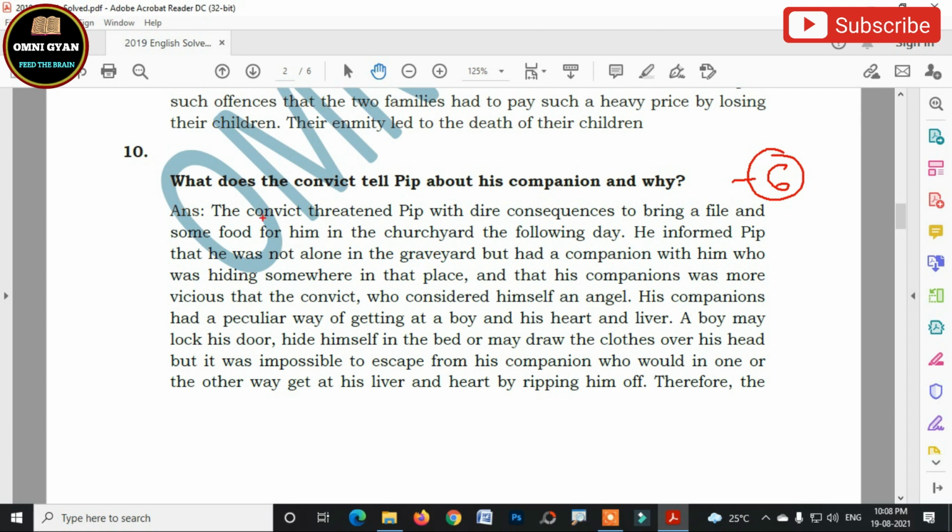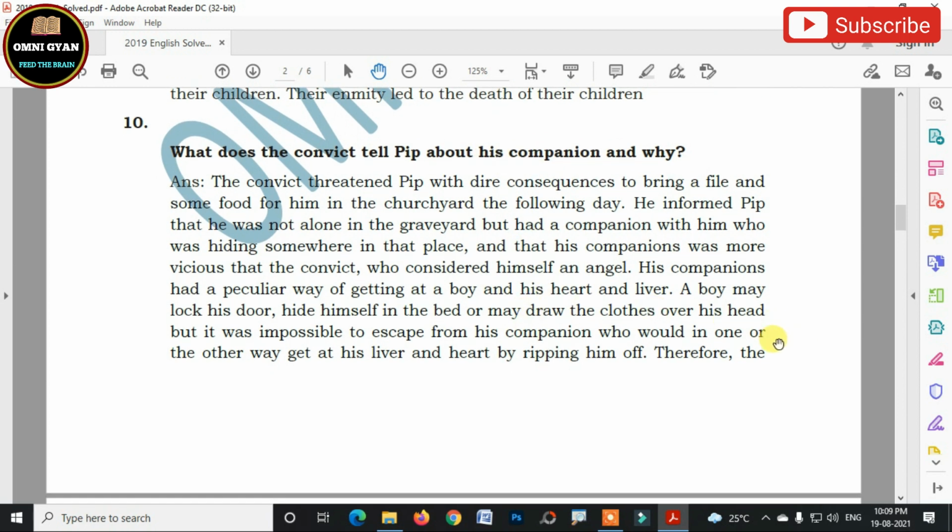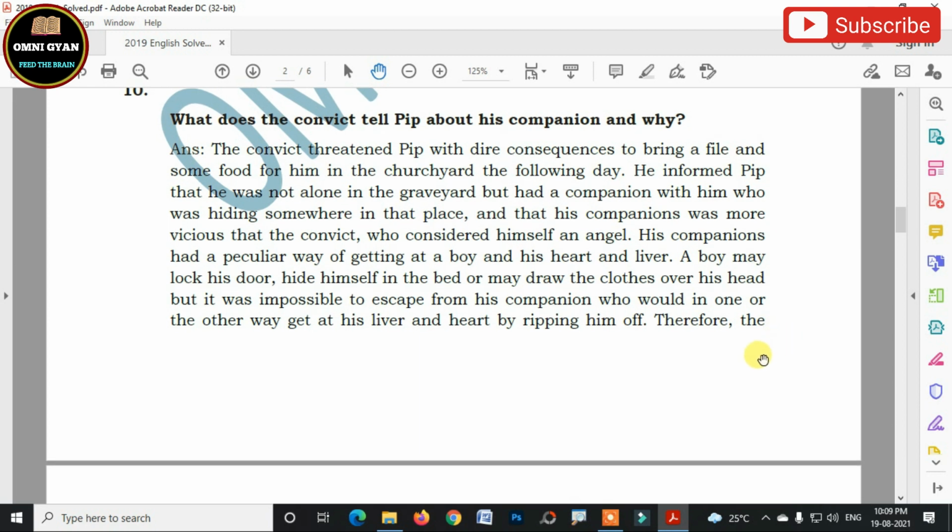Very important. Here you have: what does the convict tell people about his companion and why. Here you have the answers, and I am repeating again and again, please treat these answers only as guides. Do not copy and paste the answers exactly as I have written.